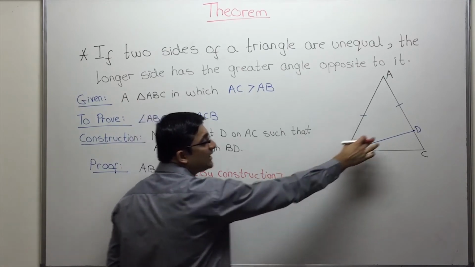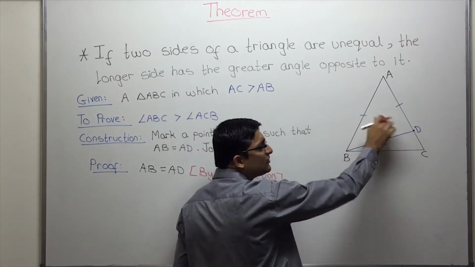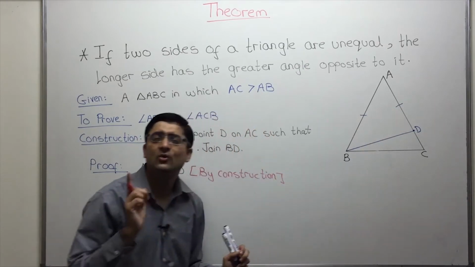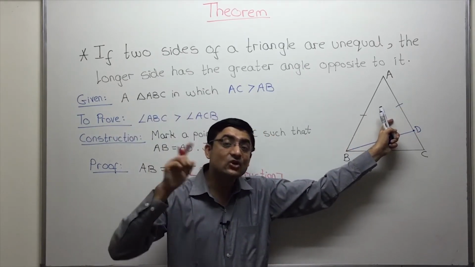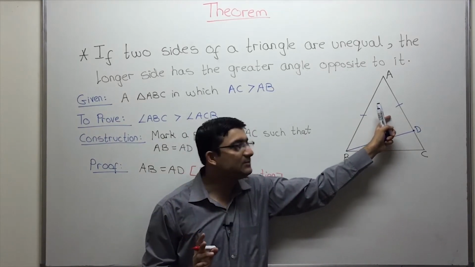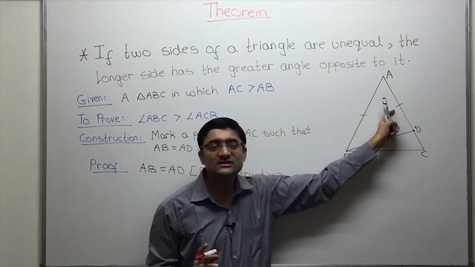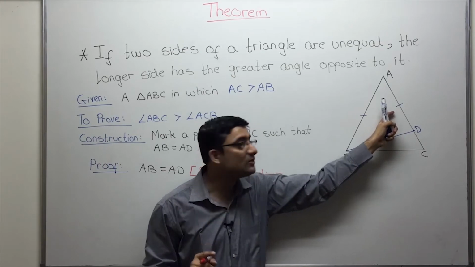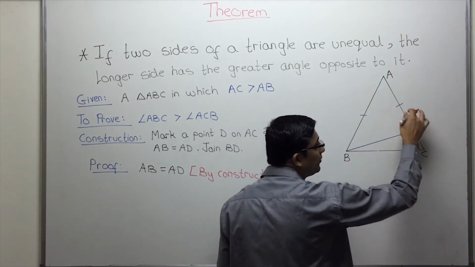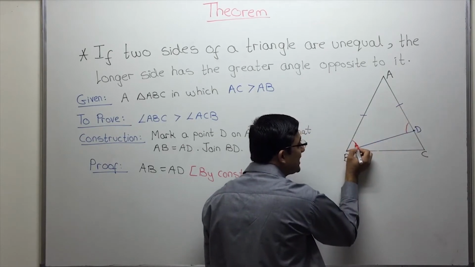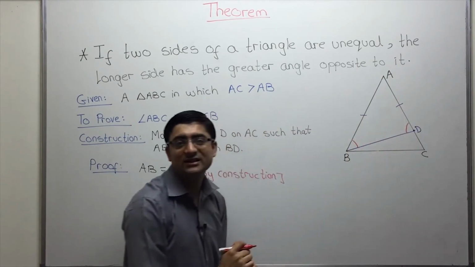Now look at triangle ABD. Whenever in a triangle I have two equal sides, what do I know? In a triangle, if two sides are equal, the angles opposite to them are also equal. I repeat, in a triangle, if two sides are equal, angles opposite to them are also equal. So what is the angle opposite to AB? This angle over here. What is the angle opposite to AD? This angle over here. So these two angles are equal.